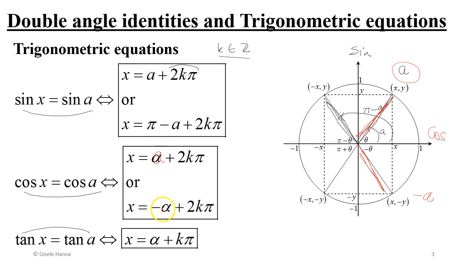a. That should be an a here. So x equals a or x equals minus a. Of course, being oriented angles, they could be a or negative a plus or minus a certain number of full turns.